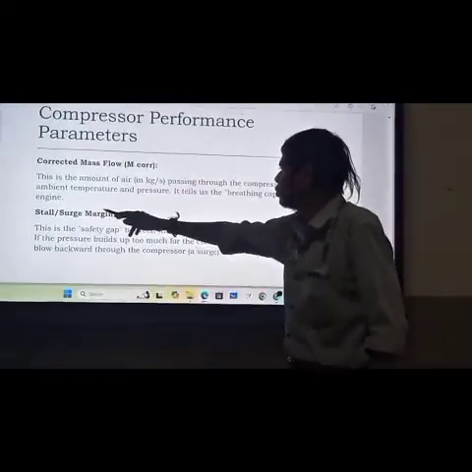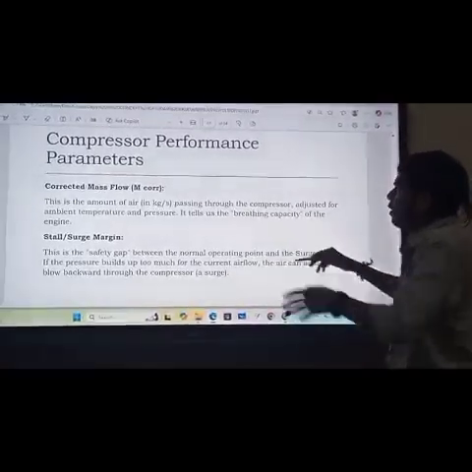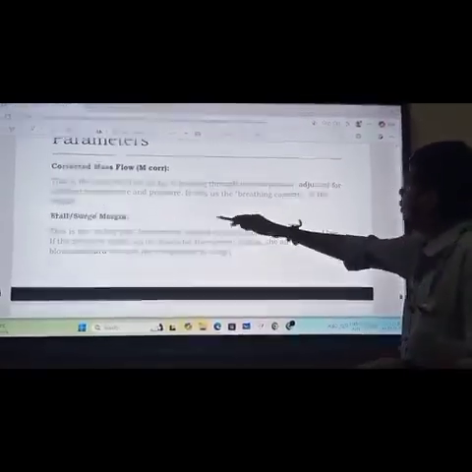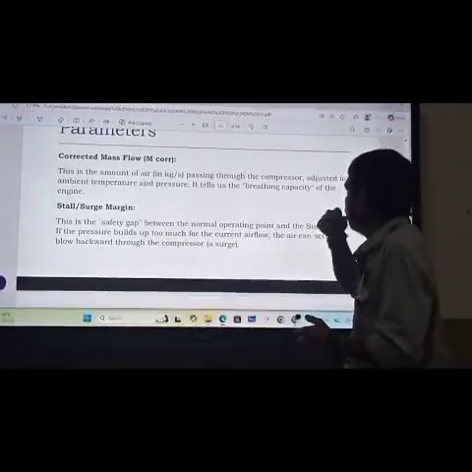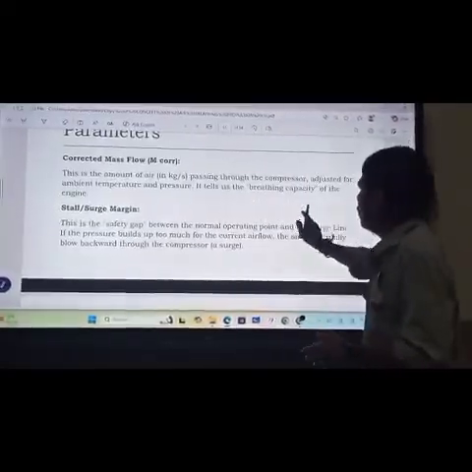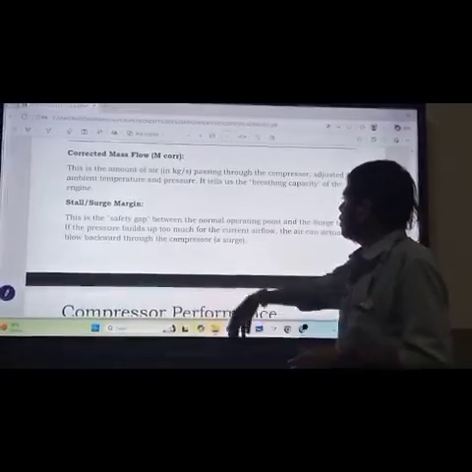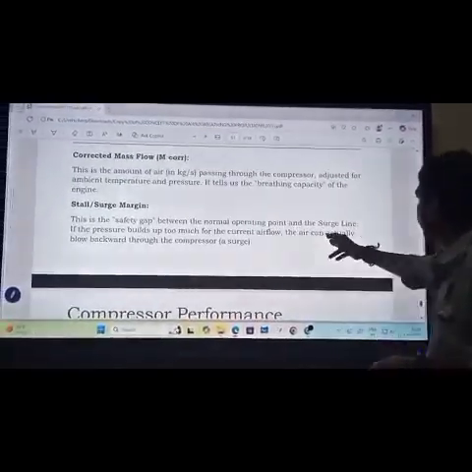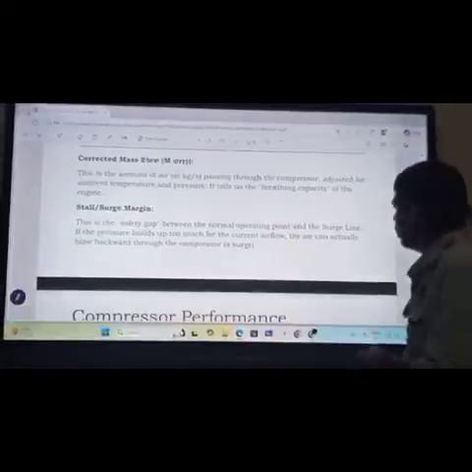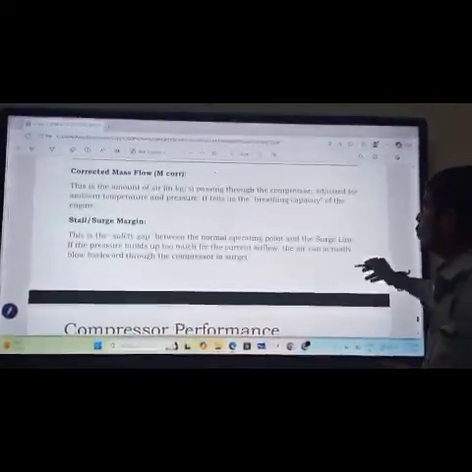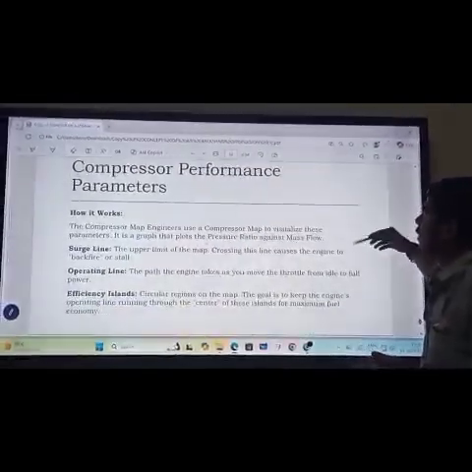Compressor performance parameters also include corrected mass flow and stall surge margin. The amount of air is calculated in kg per second. The surge margin is a safety gap between the current operating point and the surge line. Pressure builds so much that air can flow backward through the compressor, which is surge.